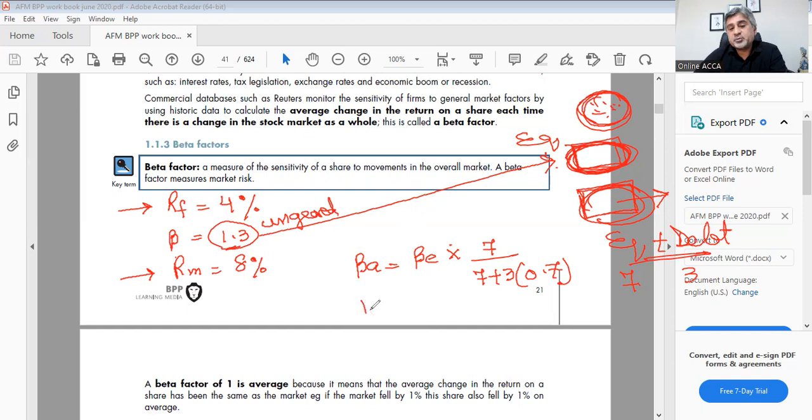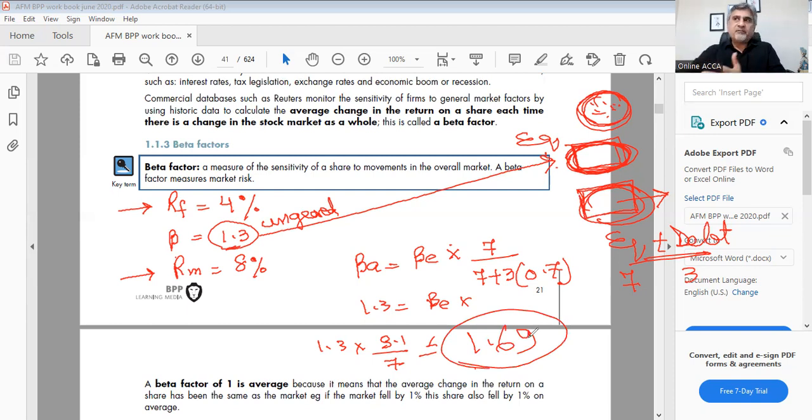So I say, okay, 1.3 is equal to BE. And then when I make it on the other side, I would say 1.3 multiplied by 7 plus 2.1. It is 9.1 divided by 7. And then I say 9.1 divided by 7 times 1.3, it is 1.69. So I should be using a beta value of 1.69.